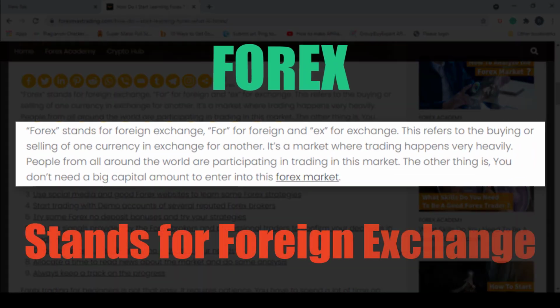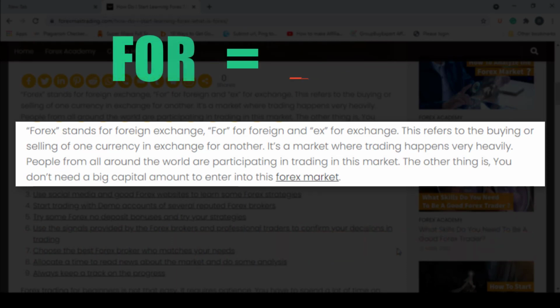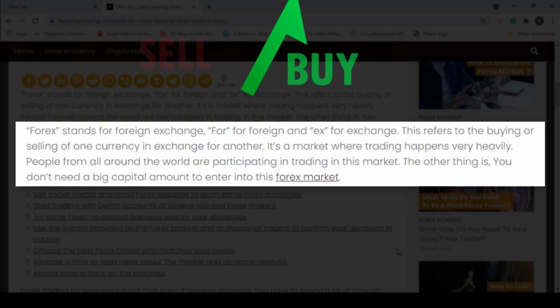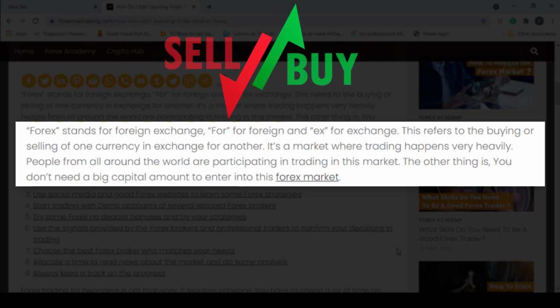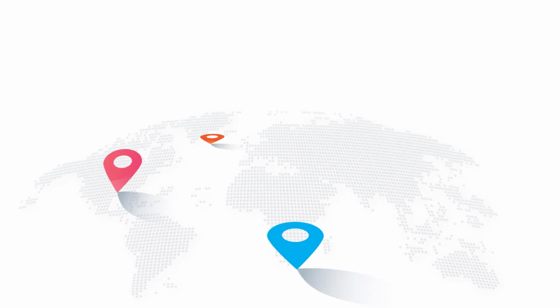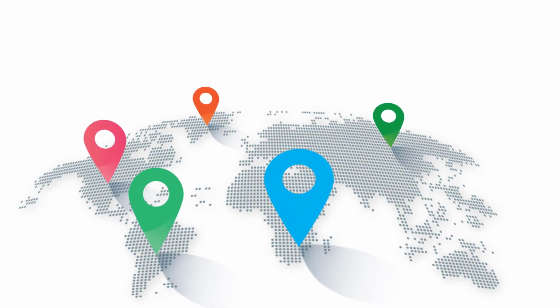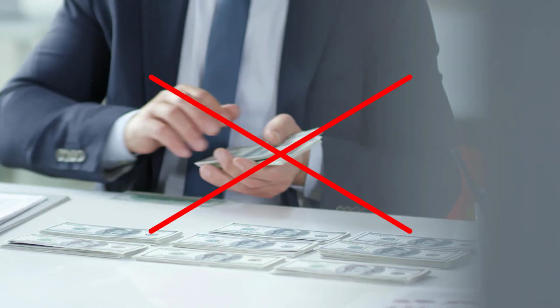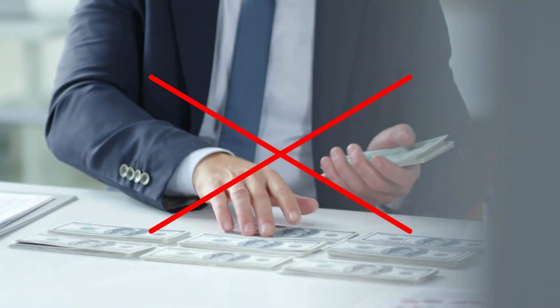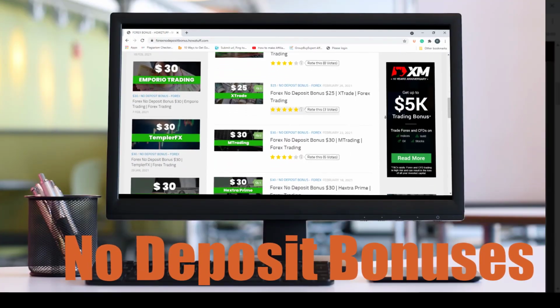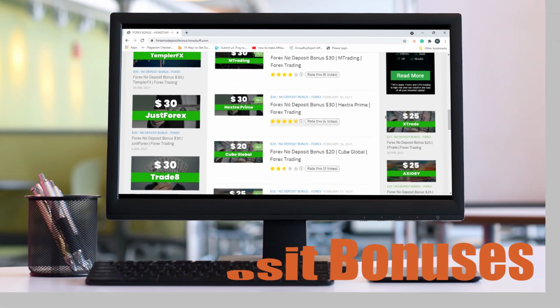Forex stands for foreign exchange, FOR for foreign and EX for exchange. This refers to the buying or selling of one currency in exchange for another. It's a market where trading happens very heavily. People from all around the world participate in trading in this market. The other thing is you don't need a big capital amount to enter the Forex market. Hope you know that there are ways to enter this market even without paying a cent. Okay, then let's move on to see what we have here.